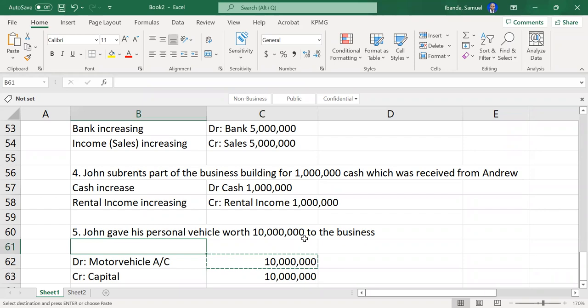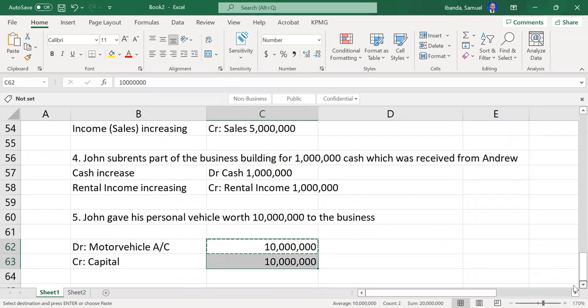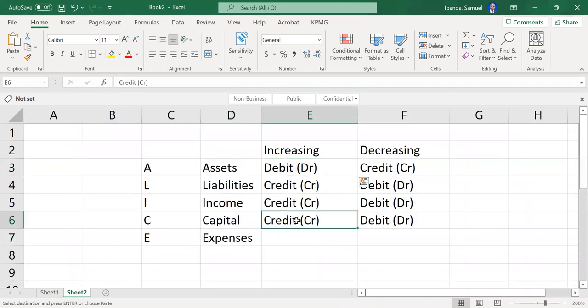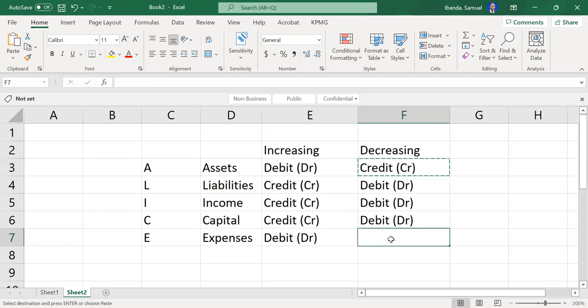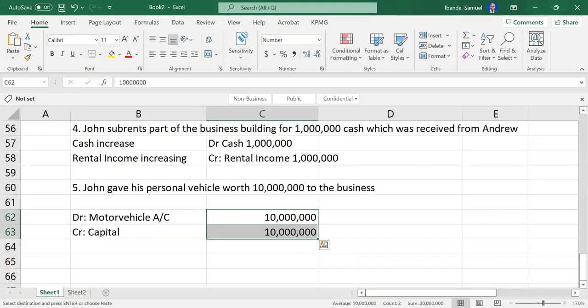So, very important here. Now, we've appreciated how capital increases and decreases. Now let's look at expenses. Now, whenever expenses increase, expenses are just like assets. We usually debit expenses. And whenever they are reducing, we do credit them.